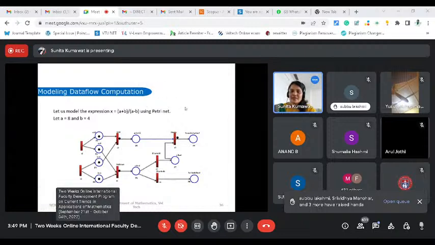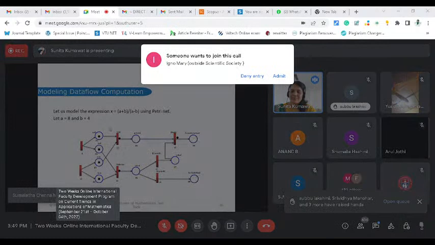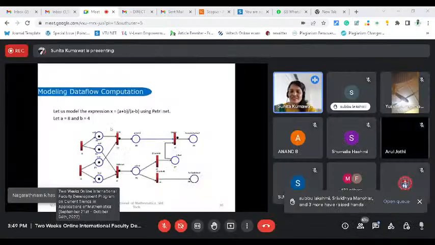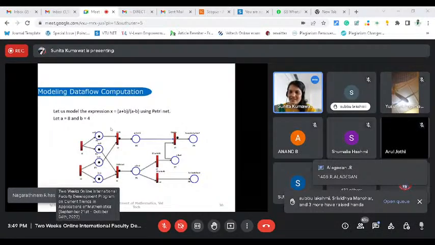Okay, so here we can see where the application is. I have considered a very small example for your clarity of how it is useful in data flow computation as well. You may have some little knowledge of computer science, like logic gates and everything. So same thing.